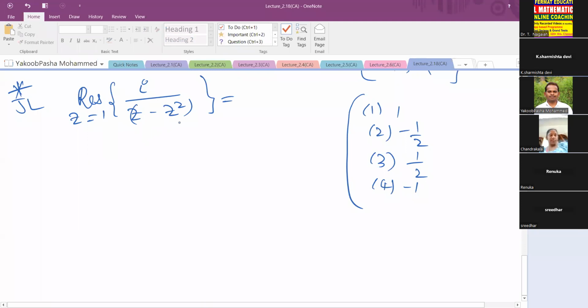z is equal to 1, simple pole or order something, we have to check.